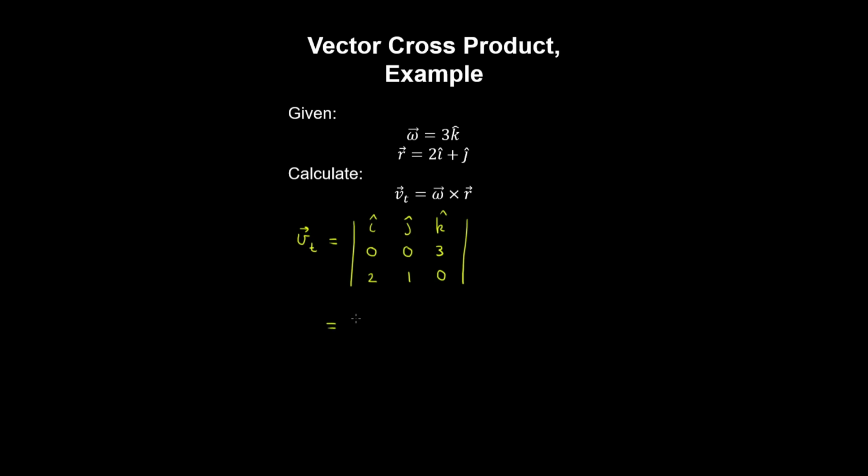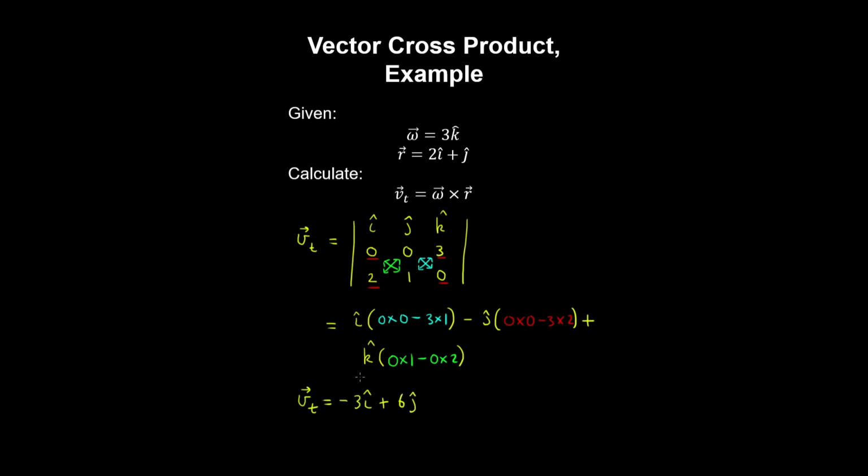And now we can calculate the product of each unit vector with the determinants of the minor matrices, which have components that are not in the column of that unit vector. Which gives the following result. And you'll notice that this is the tangent vector resulting from the cross product of the angular velocity with the radial vector in circular motion.